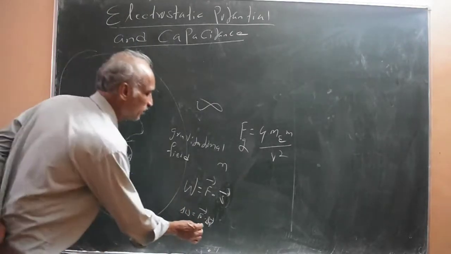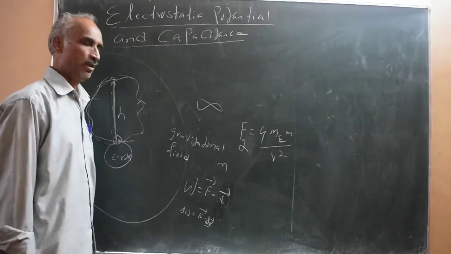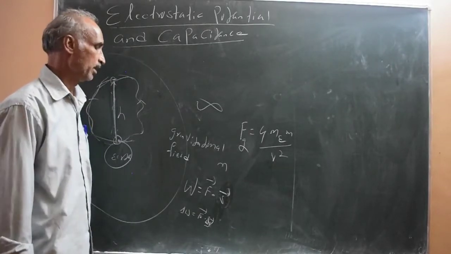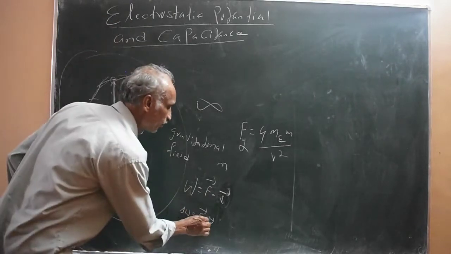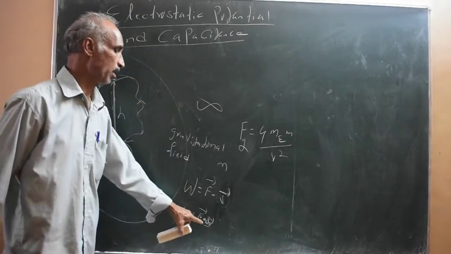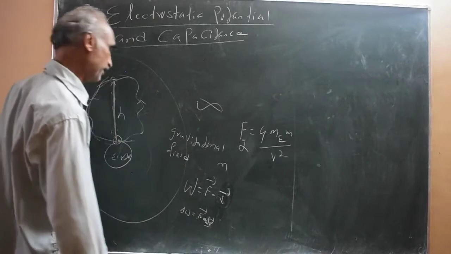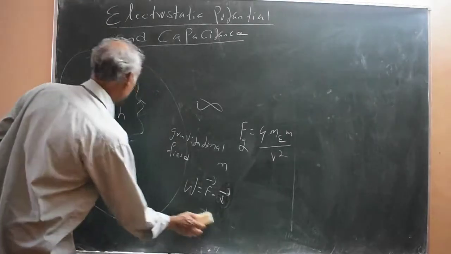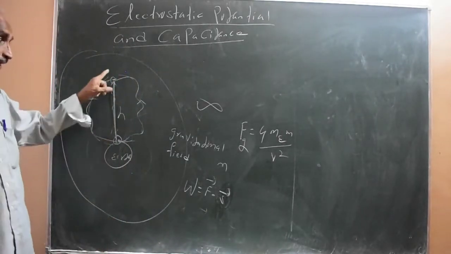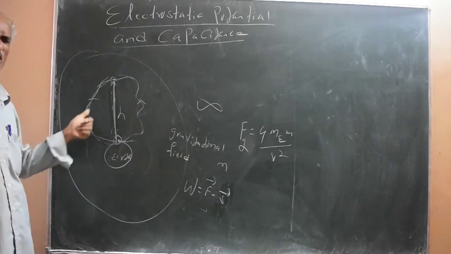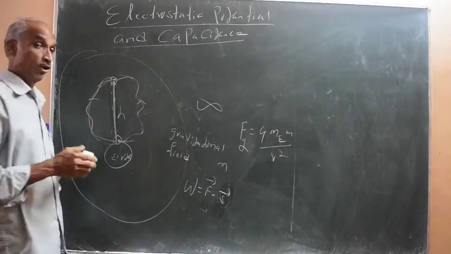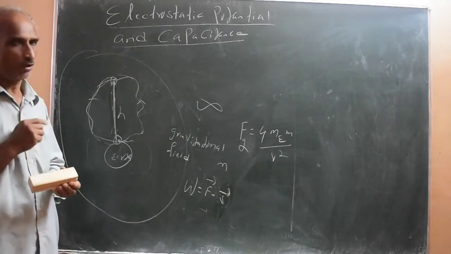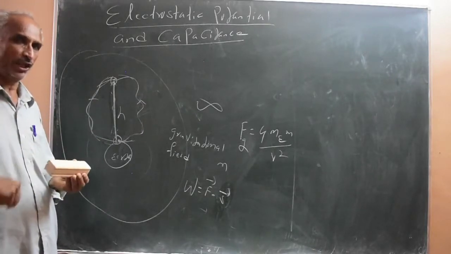A body is displaced by a small displacement delta r bar, then the small work done delta w is the scalar product of the force and the displacement, F bar dot delta r bar. Now here the body is lifted to a height h along any path, and work will be done. If the body is displaced, work will be done by the external force.